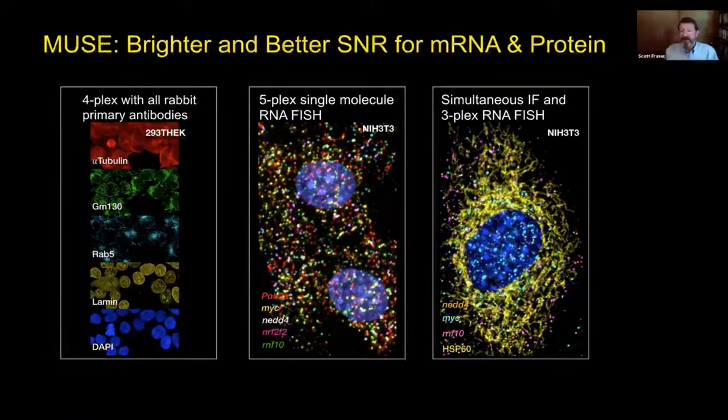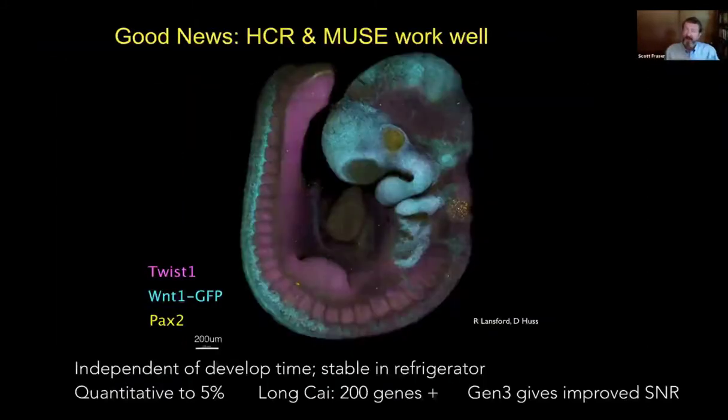Or we can do, for example, in this case, a 5-plex, where we're doing in situ hybridization for 3 RNAs plus immunofluorescence. So this technique gives us a little bit more signal and lets us go faster. Now that's good news. It means that we've got a technique where we can do a half-dozen plex at least.